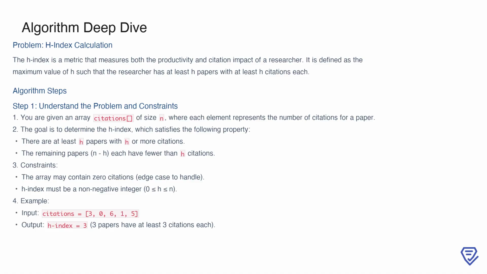For example, if the input array is 3, 0, 6, 1, 5, 3 papers have at least 3 citations each, making the h-index equal to 3. We also need to account for constraints such as handling 0 citations or cases where the h-index is 0. This sets the stage for solving the problem efficiently.